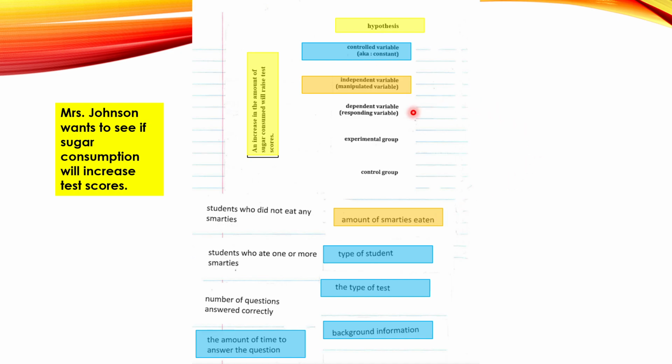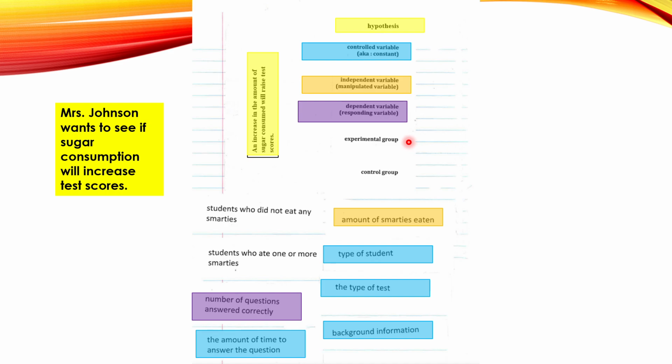Dependent variable is what we're looking for an effect in. So because everyone got different amounts of Smarties, what were we looking for an effect in? We were looking for an effect in how many questions they answered correctly or what their overall test score was. So dependent variable, we highlight purple. Number of questions answered correctly, highlight purple because that's the dependent variable.